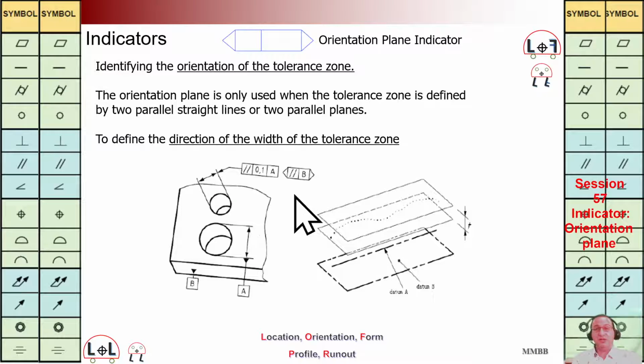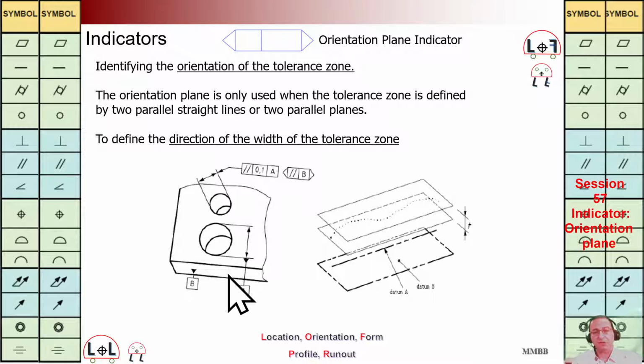Today, we are going to talk about this orientation plane indicator. We are going to have this symbol on the left hand side, and also this symbol on the right hand side. We are going to mention what is the orientation of the TZ, tolerance zone. Let's see the first example.